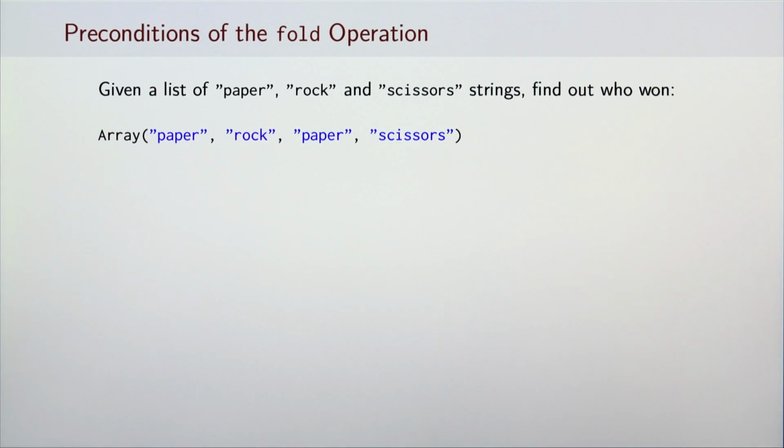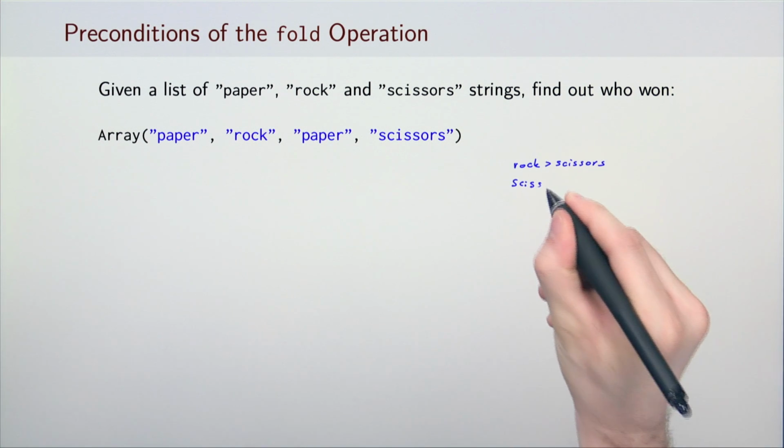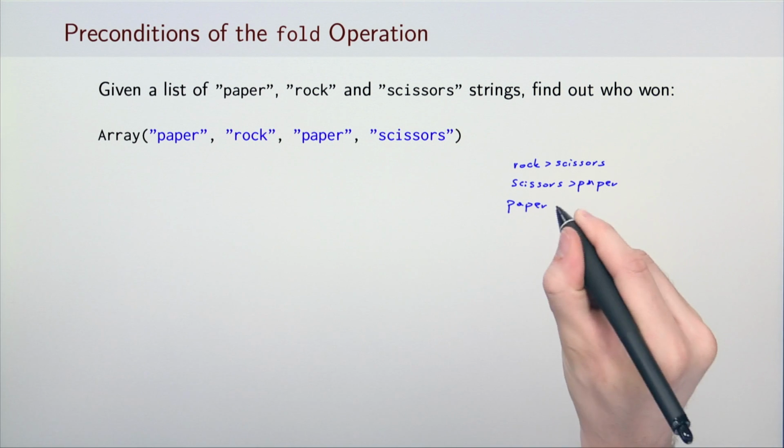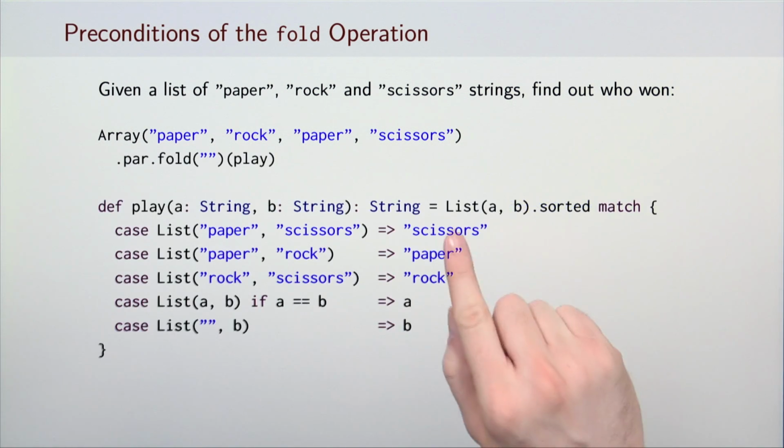Let's consider another example. In a children's game of rock, paper, scissors, each participant simultaneously chooses one of the three choices. Rock always beats scissors, scissors always beat paper, but paper beats rock. We are given an array of strings, each being either paper, rock, or scissors, and we are supposed to determine which one of them won. We could be tempted to use the parallel fold operator to determine the winner. We could choose the empty string as a neutral element and the function play as a folding operator. We implement play as follows.